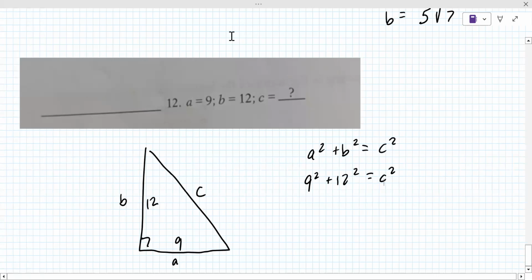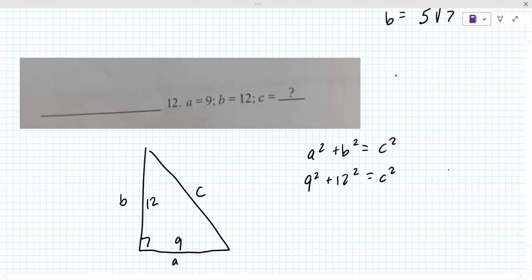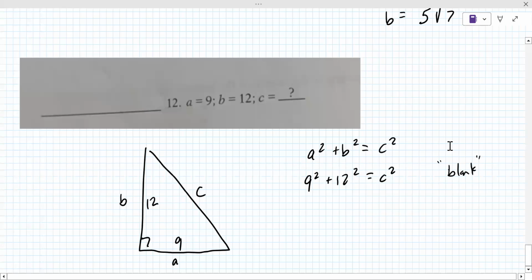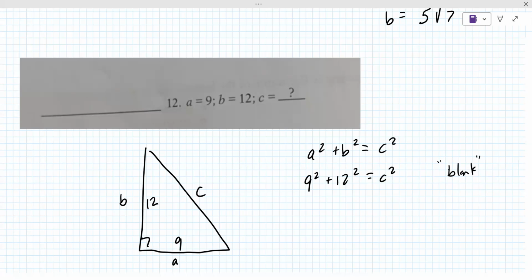Okay. So you're going to put these values into the Pythagorean theorem. 9 is A, 9 squared, B is 12, 12 squared equals C squared. Okay. And I keep hearing you say the word blank. I'm just curious, are you actually writing the variable or are you actually just leaving it empty? I just write a little blank for C equals, just a line, nothing's there. I see. Okay, got it.